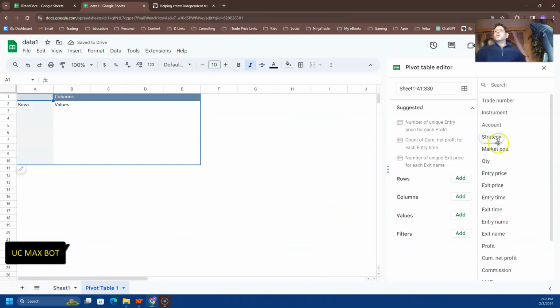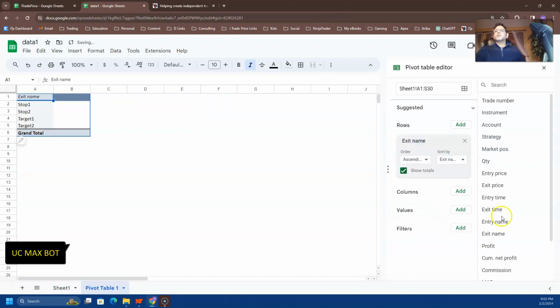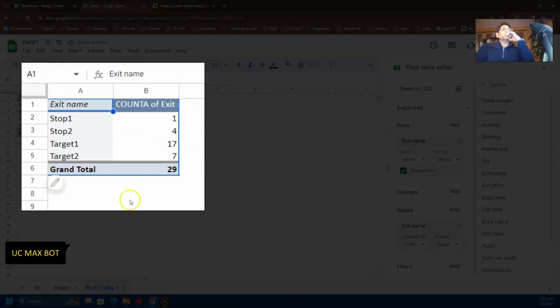So what we're looking for is the exit name, I think so, columns, rows, there you go. And then we want to see the count as well, right? So values, so count. So what this shows is that, look at T1. It got hit 17 times out of all these trades that happened, right? That's big, so yeah, probability works in your favor, right?